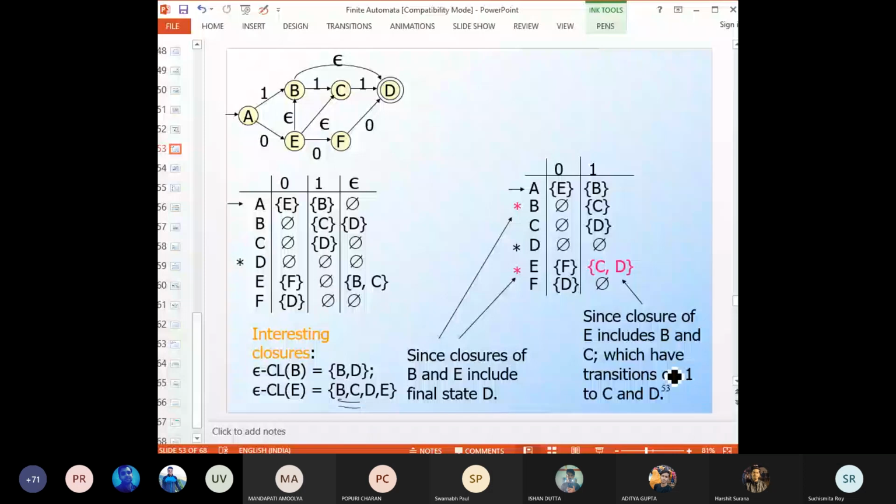And therefore, from B and C on 1, you have transitions to C and D. So from E itself, because by epsilon transitions, you can go to B and C. Okay, from E with epsilon transitions, you can go to B and C. Therefore, from B and C also, you can take the outgoing 1 transition. Therefore, the destinations of those transitions, that is C and D, also appear here.